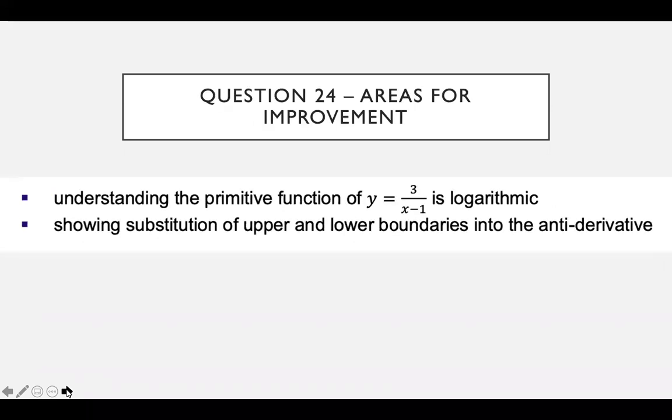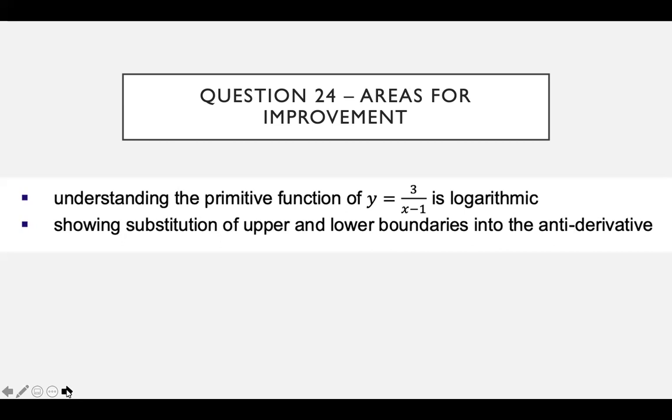Areas of improvement certainly included an understanding that the primitive function of y equals 3 over x minus 1 would lead to a logarithm. There's some work to do there. But also to show the substitution of the upper and lower boundaries into the antiderivative. Some students tried to skip over that part or do it too quickly, and hence were unable to successfully complete the question.